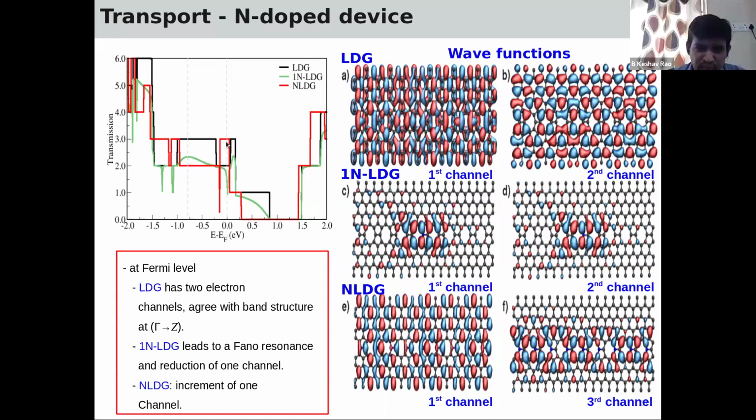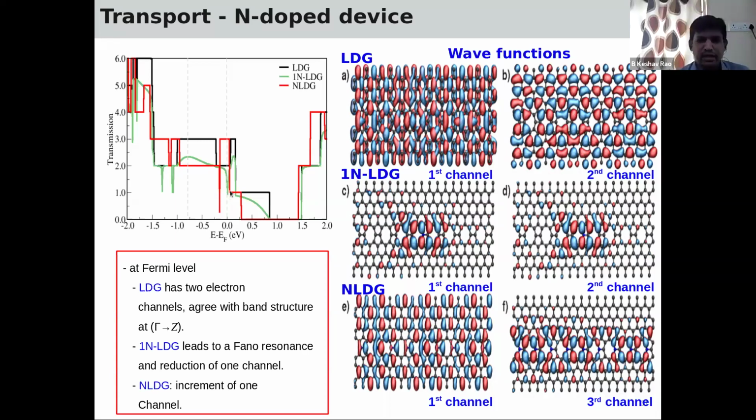At the Fermi level, we see one channel is increased, and when a single nitrogen is doped, the curve is just shifted downward. It shows Fano resonance. Fano resonance is named after the scientist Fano, and it was explained in 1961. It shows localized states. When N is kept, it produces localized states that scatter the incoming electrons, because the transmission path is reduced here.